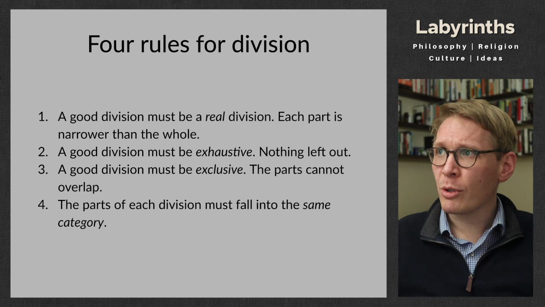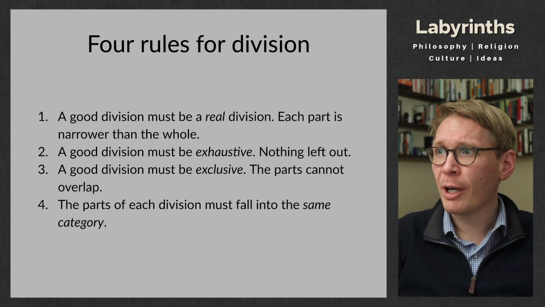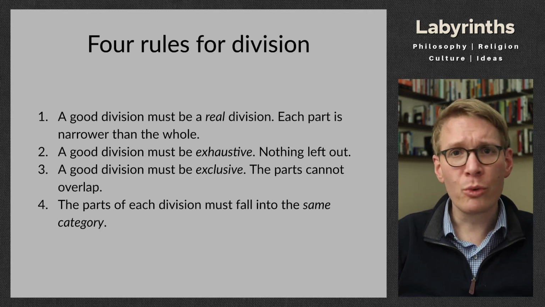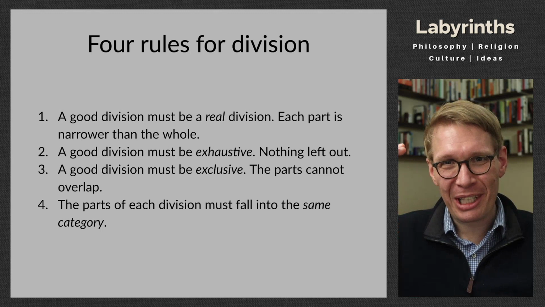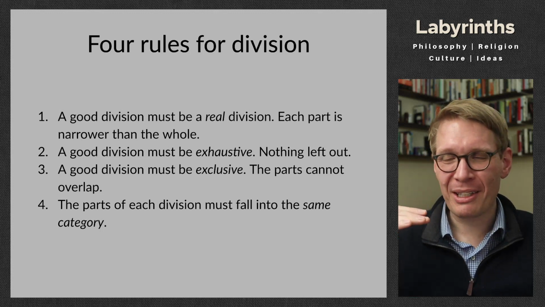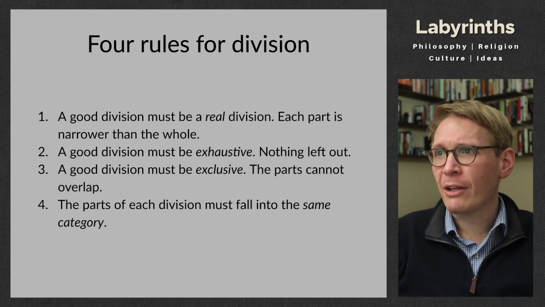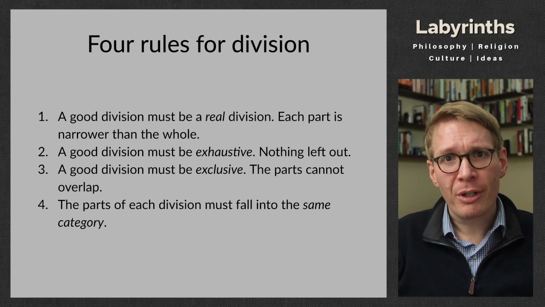Good. So if we're dividing things in this way, Hauser provides for us four rules. As you're playing that quiz show game, is it an animal or a plant? Is it living or dead, and so forth? You can ask, is it a real division? So is each part narrower than the whole?